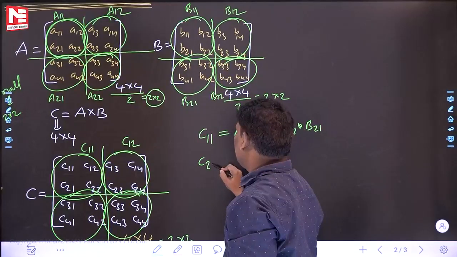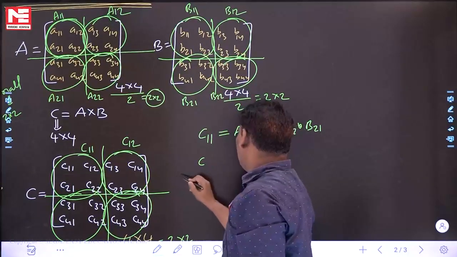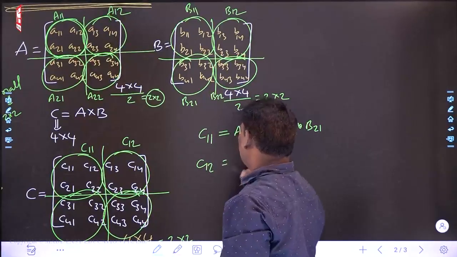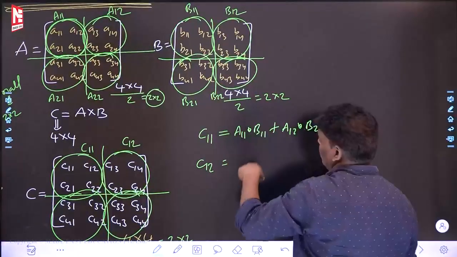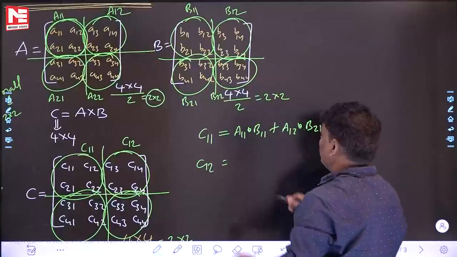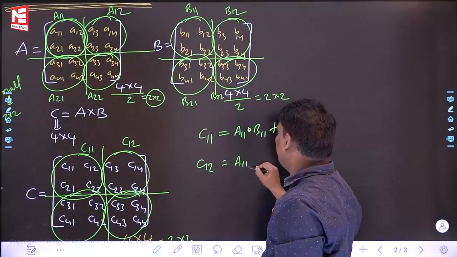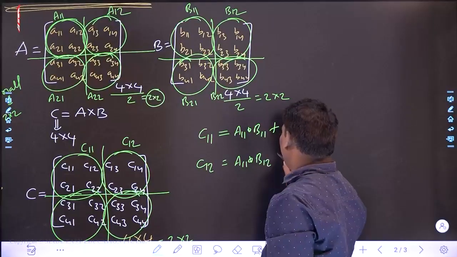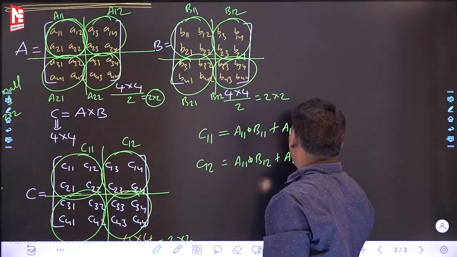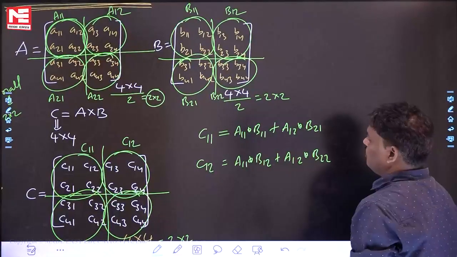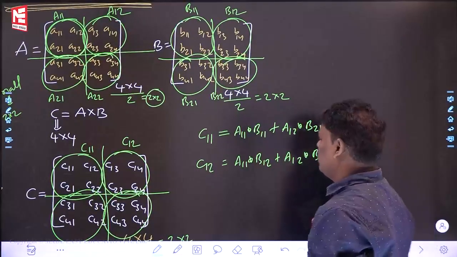Can you see how to get C12? C12 is the first row, second column. Same thing. First row, second column, multiply. So what is the answer? A11 into B12 plus A12 into B22. Check if anything is wrong. Right, go to the next one.